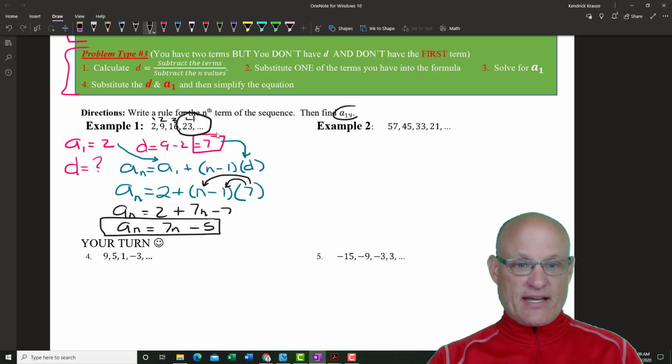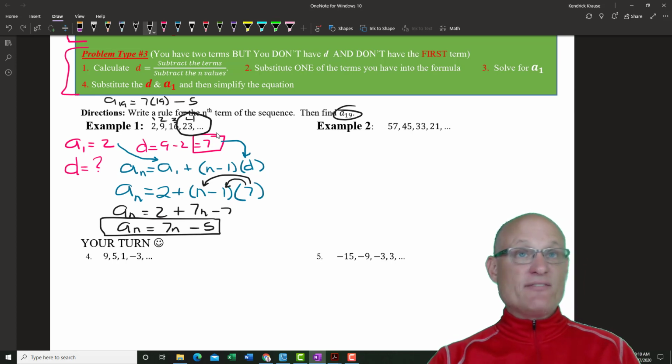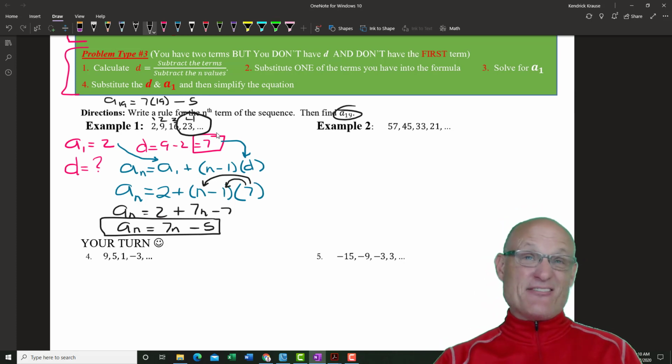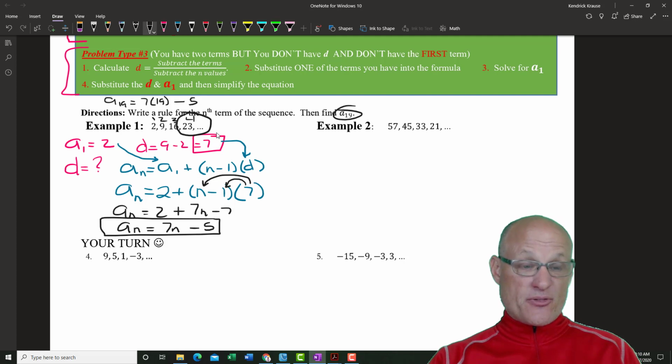Perfect. And then I said find a sub 19, the 19th term in the sequence. So I didn't leave you a lot of room for that. So where am I going to do it? Let's do it right here. A sub 19 equals 7 times 19 minus 5. Well, 7 times 19, let's see, 7 times 20 would be 140. So this is 133, minus 5 would be 128.